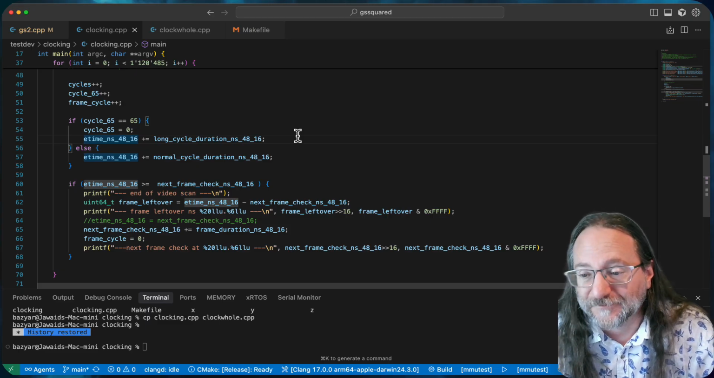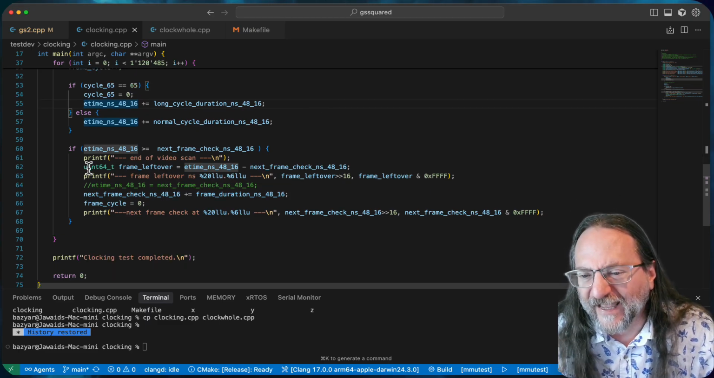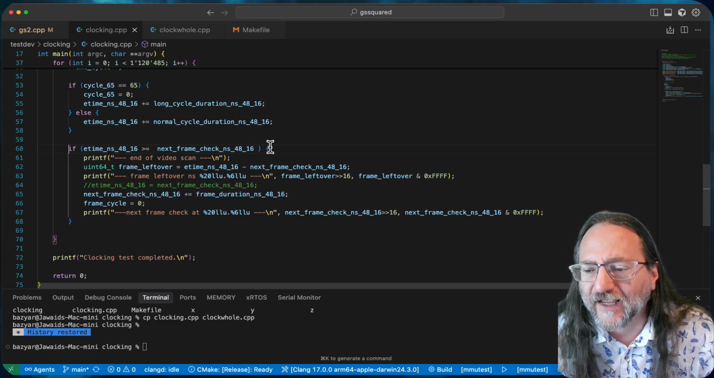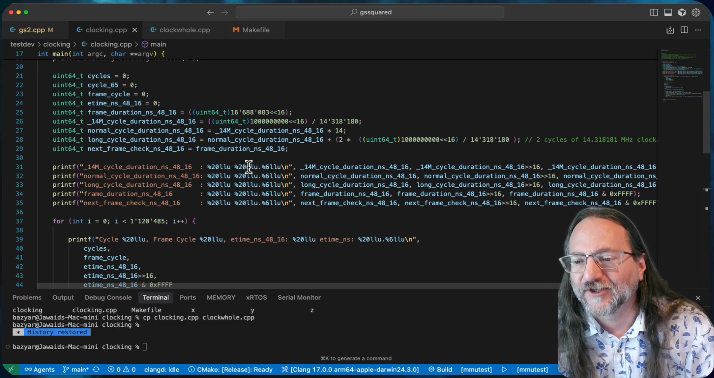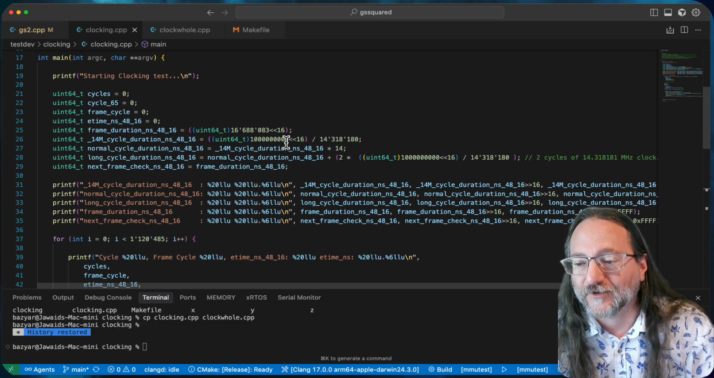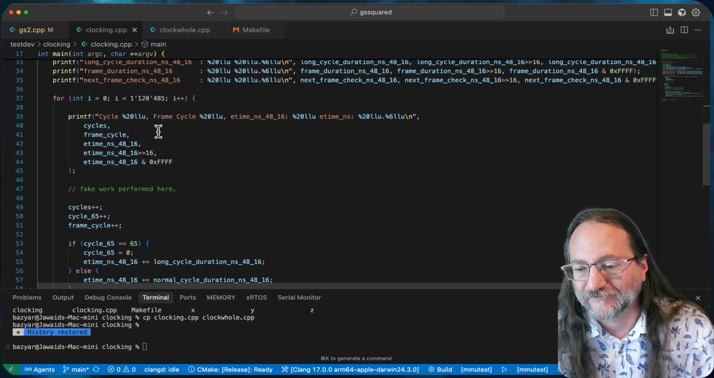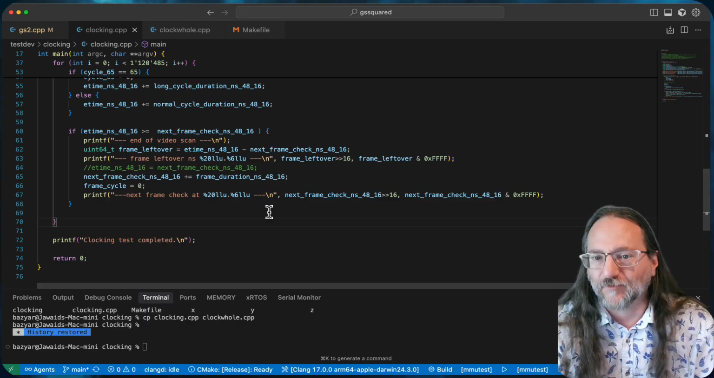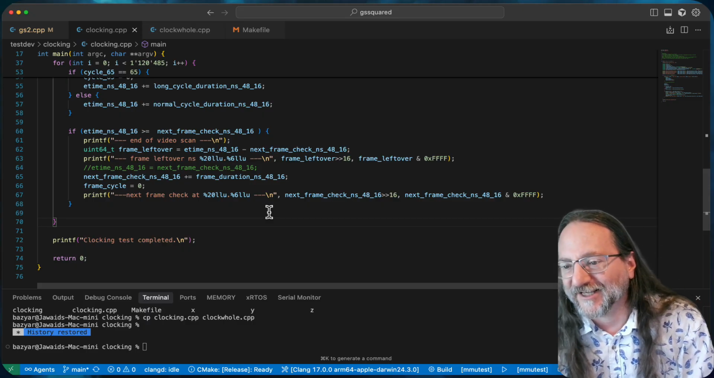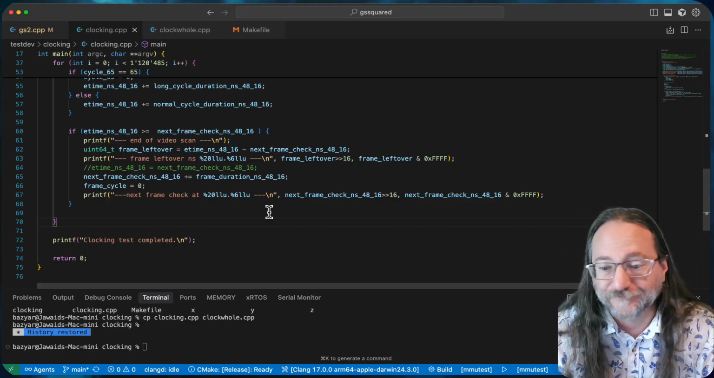So for each tick of the cycle, I update the elapsed time based on either the normal or the long cycle duration. And then if more elapsed time has occurred compared to the video frame length, then I stick some markers in and take a look and see where I'm at.